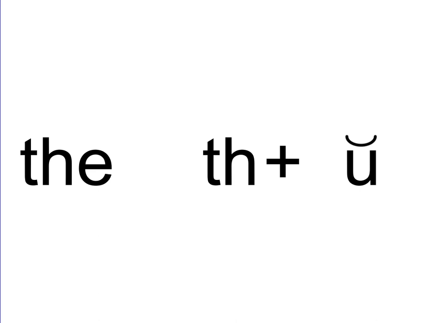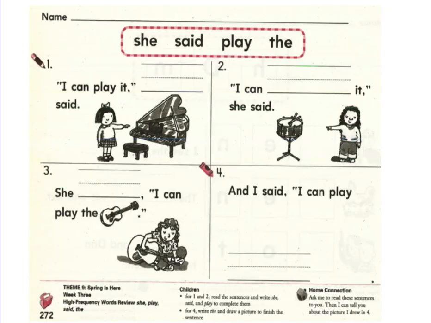Now that we have reviewed those sight words, let's turn your page to page 272. We're going to be practicing writing and reading sentences that have the sight words she, said, play, and the. If you feel like you can do this on your own without my help, feel free to pause the video and you can put your packet away when you're done. Make sure that on number 4, you complete the sentence and draw a picture to match. If you'd like to work with me, keep the video playing and we'll work together.